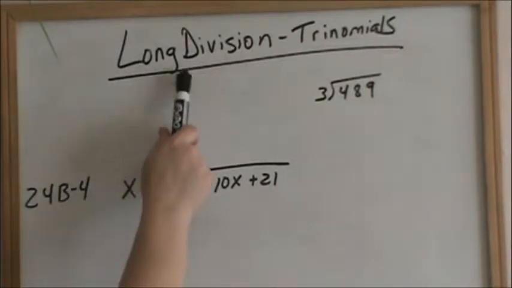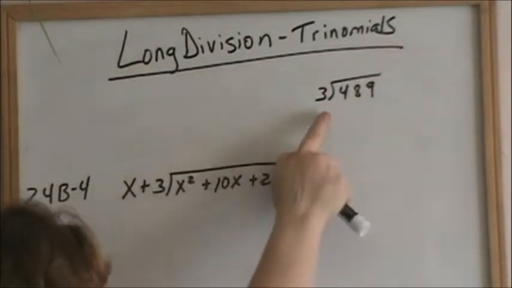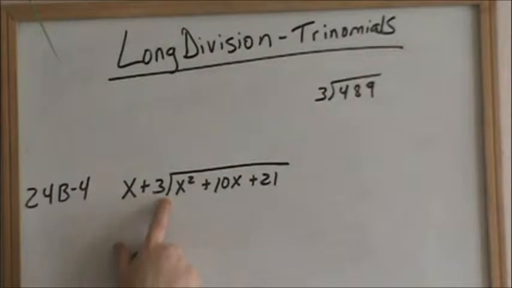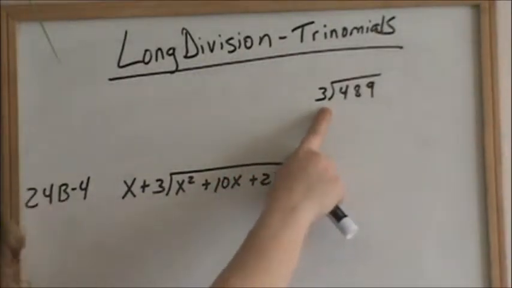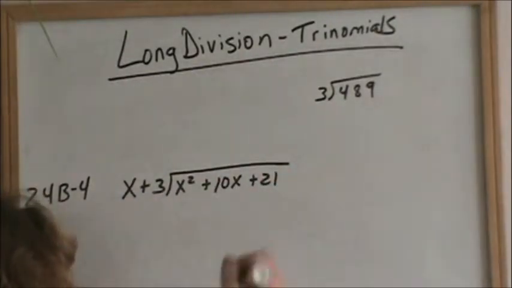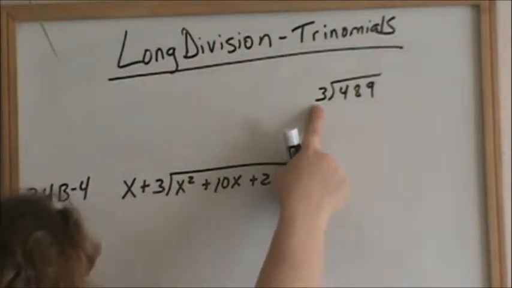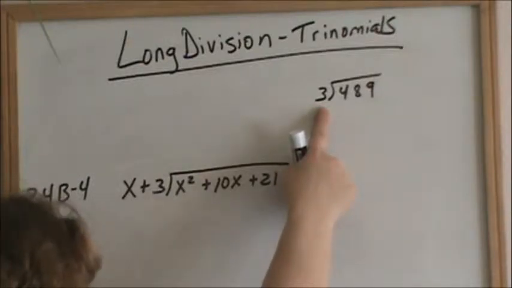We're going to be doing long division with trinomials. Do you remember the days of elementary long division? Okay, long division. This is a division symbol, not a square root symbol. Let's go back to the world of numbers in elementary, where we had 489 divided by 3. We're going to use the same principles and the same steps using numbers in the world of algebra.